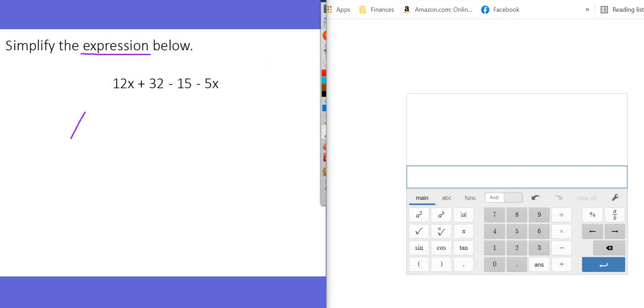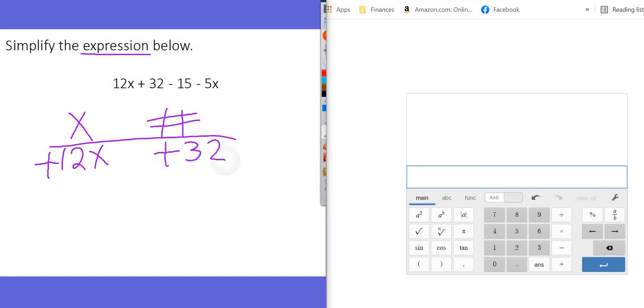To do that, we figure out what kind of families we have. I see x families and number families. So let's start with the 12x. That's positive 12x, so I put that with the x's. There's a positive 32 and a negative 15. Both of those go with the numbers. And then there's a negative 5x.